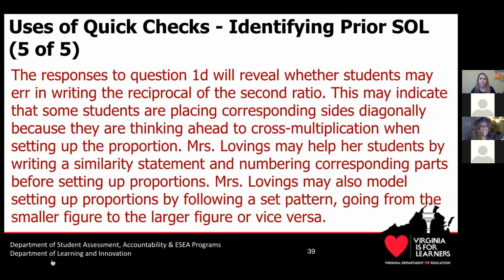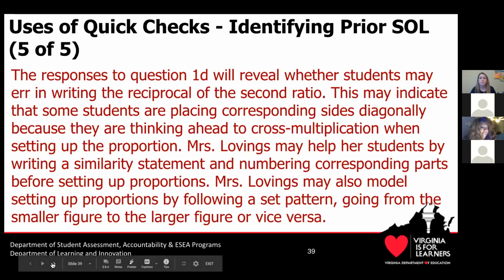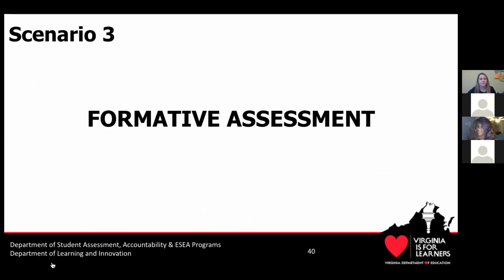So Mrs. Lovings may then decide to help her students by helping them write similarity statements, numbering the corresponding parts so you can see how those 2 questions are connected, right? And then modeling how to set up the proportions by following a particular pattern with the students to help them, for example, going from either the smaller figure to the larger figure or vice versa. So that's just an example of how to use those foundational standards quick checks to help with the current learning and identifying some of those misconceptions and errors. I'm going to turn it over now to Rebecca to pick up on scenarios 3 and 4.